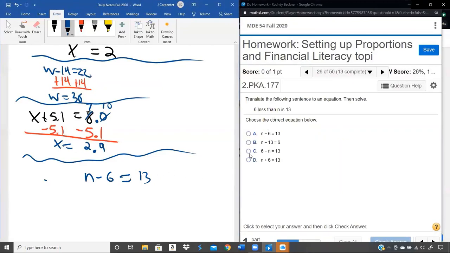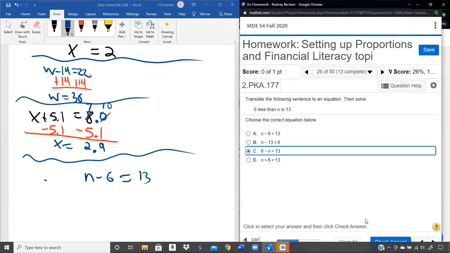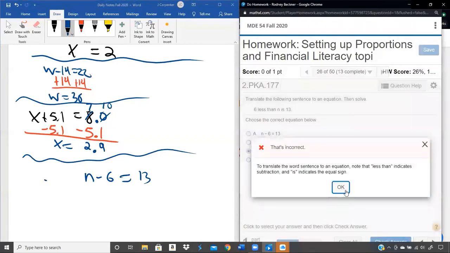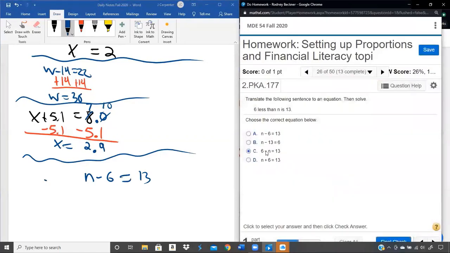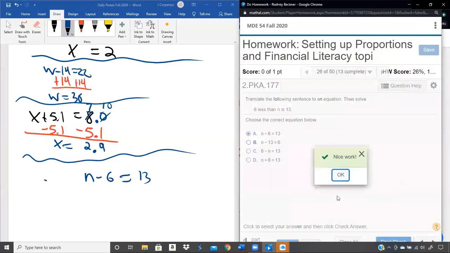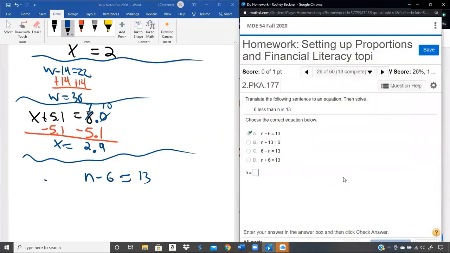Maybe you don't trust me on that less than. Let's try C. 6 minus n. Check. Nope. Note, less than indicates subtraction, but they don't even remind you that they reverse it. So you might, well, that is a subtraction. Well, again, Mr. Beckner reminded you at least multiple times that it reverses it.